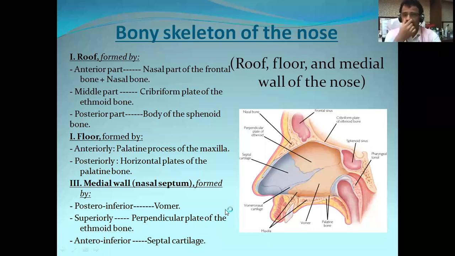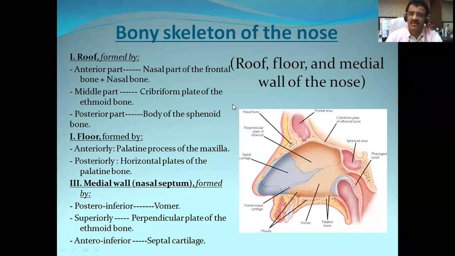The nose is not all cartilaginous. It is also bony. Most of the part, which is mostly hidden in the face, is made up of bones. So let us understand the bony skeleton of the nose, for example, roof, floor, and medial wall of the nose. In this study, we are also going to study the medial wall of the nose, which is made up of the nasal septum, and the lateral wall we will study later on.